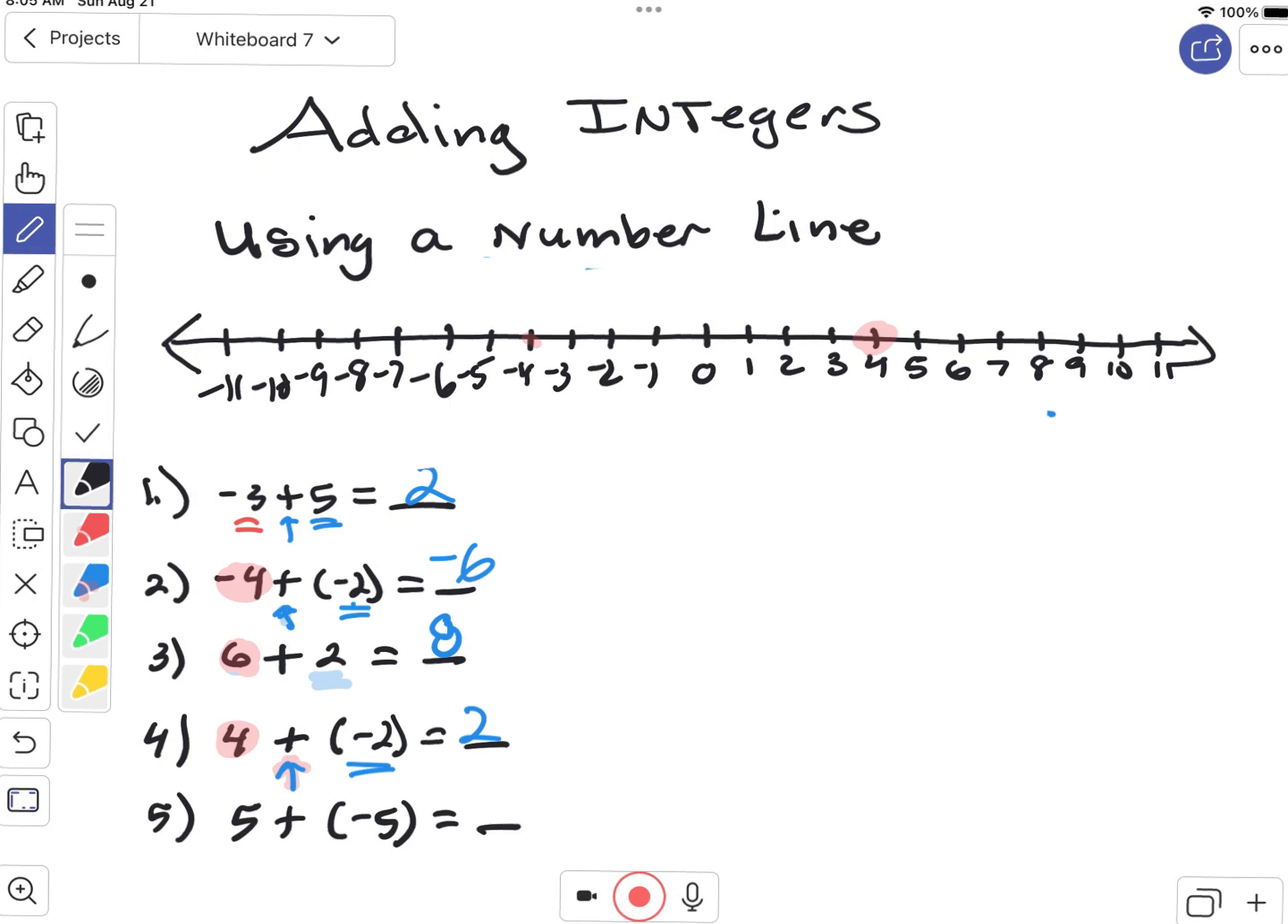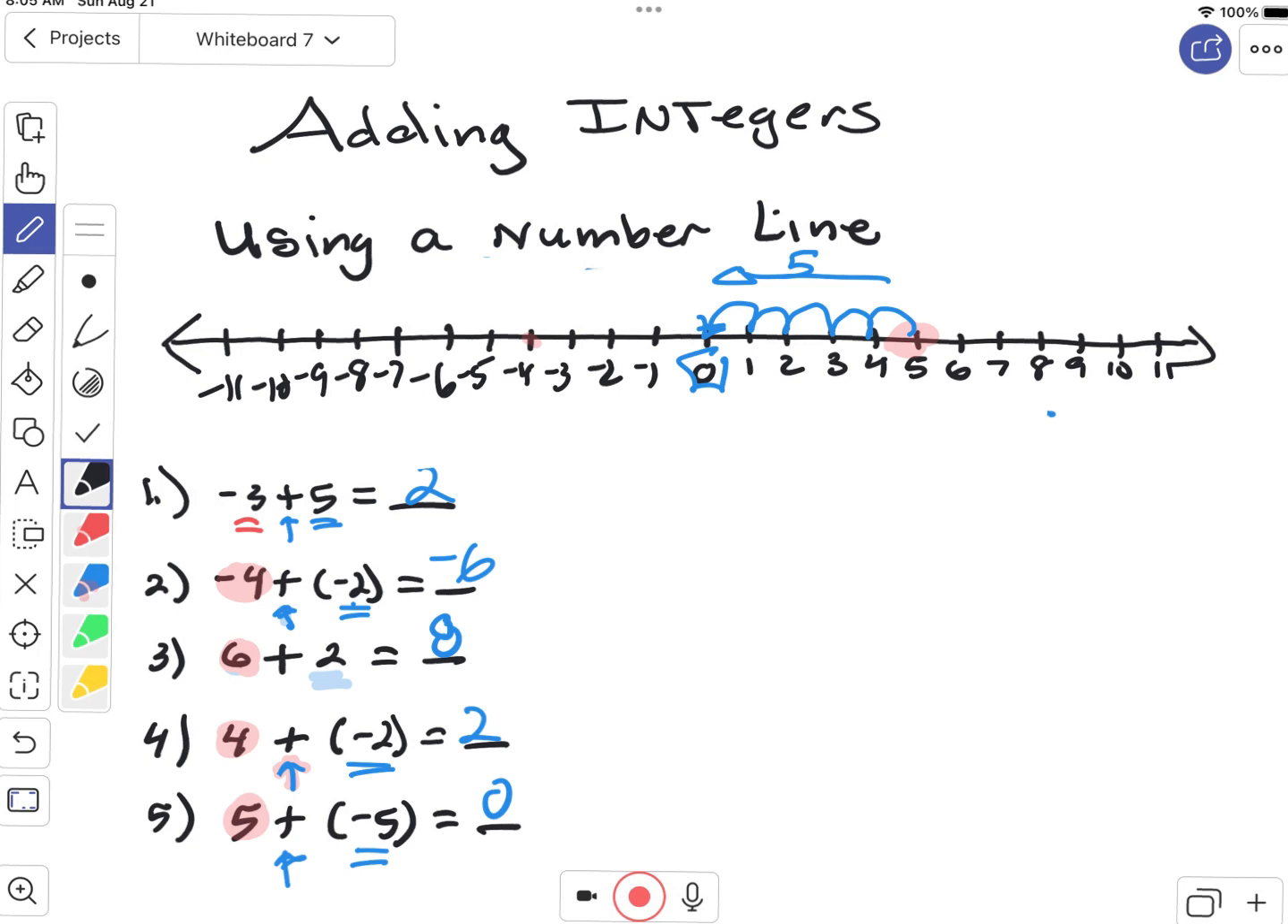And then number 5, we're starting at +5 this time. And we're adding 5 in the negative direction. So that means we have to go 5 in the negative direction. So 1, 2, 3, 4, 5. So we landed at 0. And that's how you use a number line.